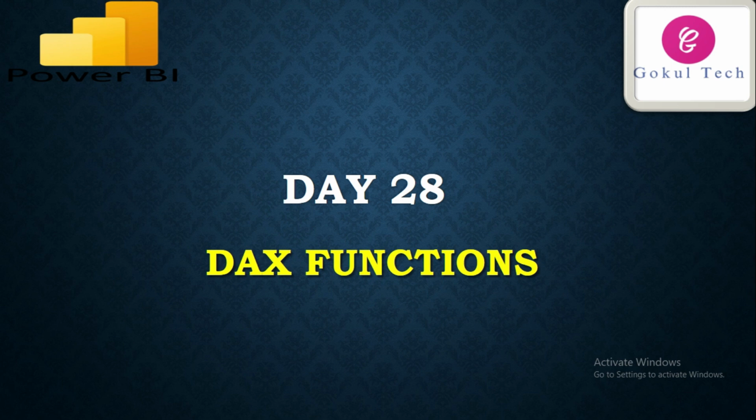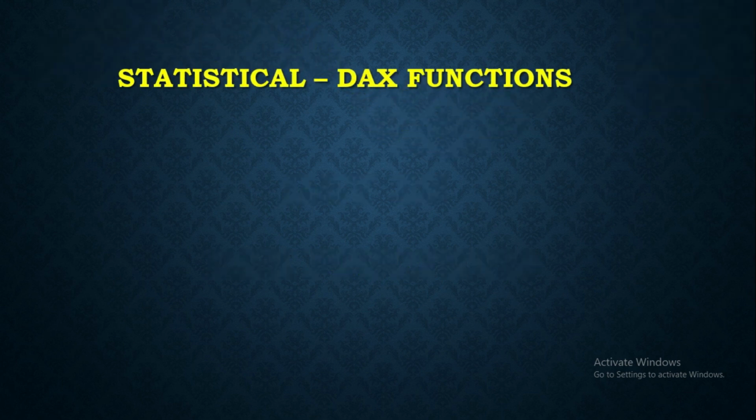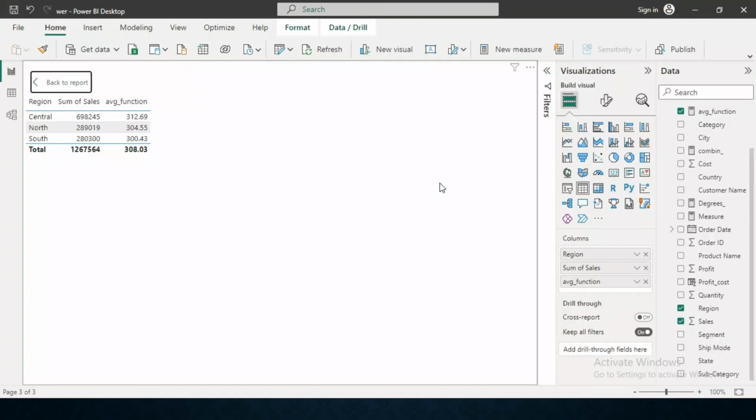Today we are going to discuss the second formula in the statistical DAX functions. The first one is average, which we discussed in the previous video. Today we are going to discuss the AVERAGEA DAX function. What is the difference between average and AVERAGEA, and how is it used in Power BI? We are going to discuss that in this full video. I request everyone not to skip the video in between, so that you do not miss any piece of information about this AVERAGEA function. Let's start with today's video.